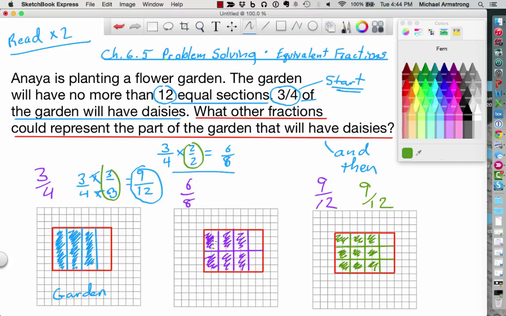All right, hope that works for you. So we took our 3/4 and we just cut each piece into equally smaller sizes. Here we just cut it in half again, which was times 2, and that made 6. Here we cut it into thirds, which is times 3, and that gave us 9/12. So that's something worth thinking about. All right, we're going to try one more problem, then I'll let you go.